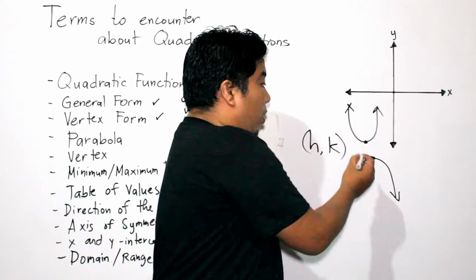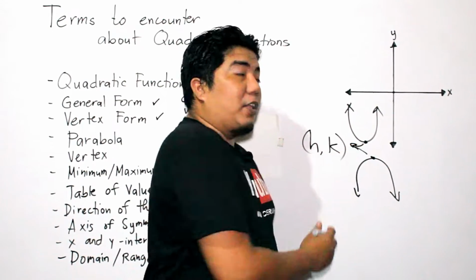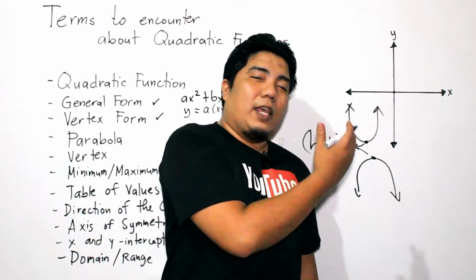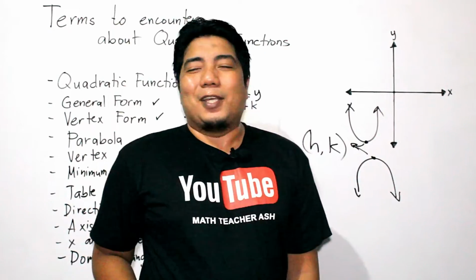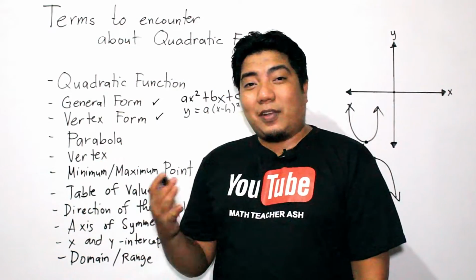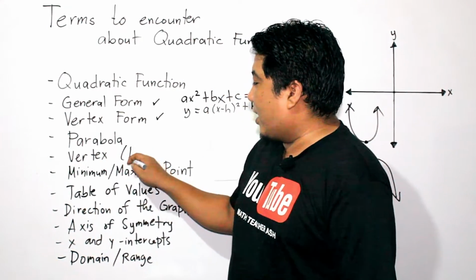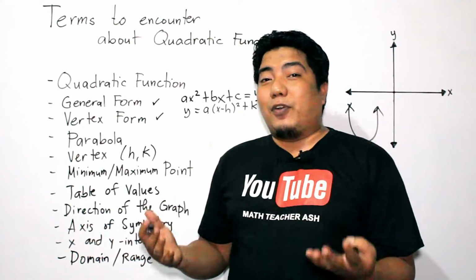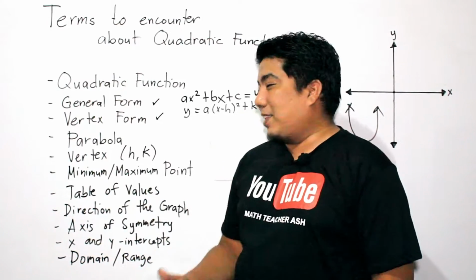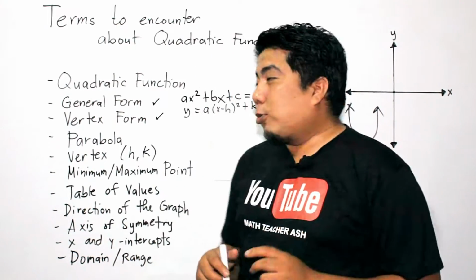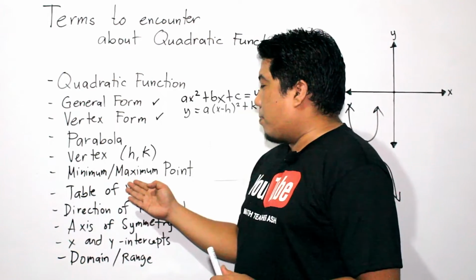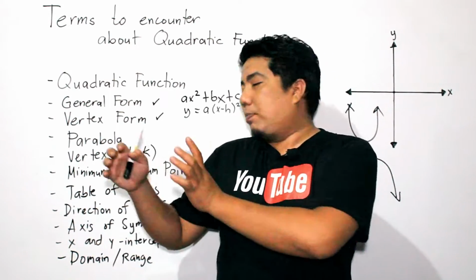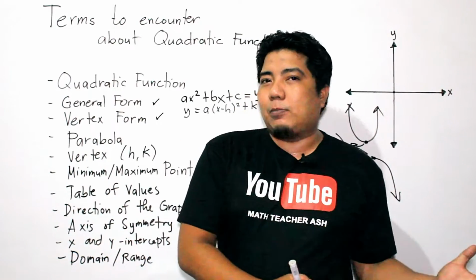And that is what we call the vertex. Okay? So, the turning point of the parabola is known as the vertex. Okay? So, let's go to the vertex. And the vertex is, again, the h and k, which will be taken from our vertex form. Easy, right? Okay. Now, let's go to the next term, that is minimum or maximum point. A parabola can either be a minimum or maximum point.